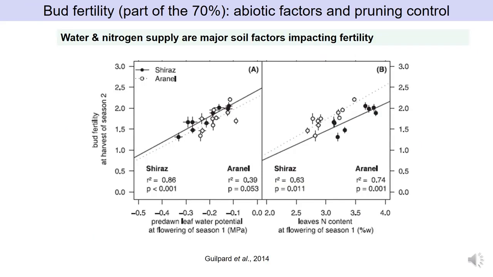These 2 figures are showing the effect of respectively vine water status, expressed here measuring the pre-dawn leaf water potential, and the nitrogen status of a vine. So apart from temperature and light, water and nitrogen are important factors impacting on latent bud fertility. What we call latent bud fertility is in fact the number of primordia of inflorescences which will be differentiated within the latent bud.